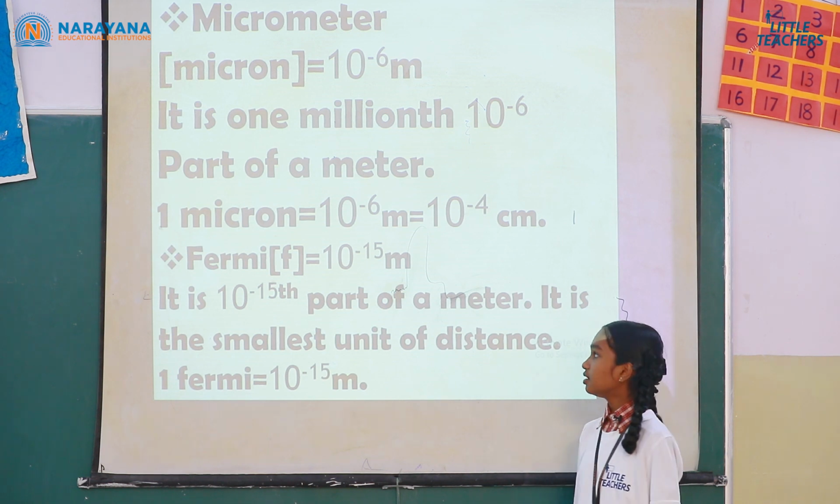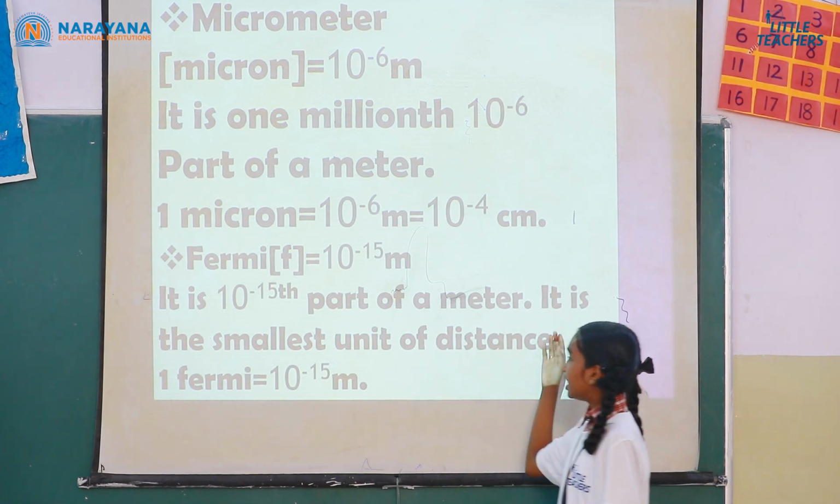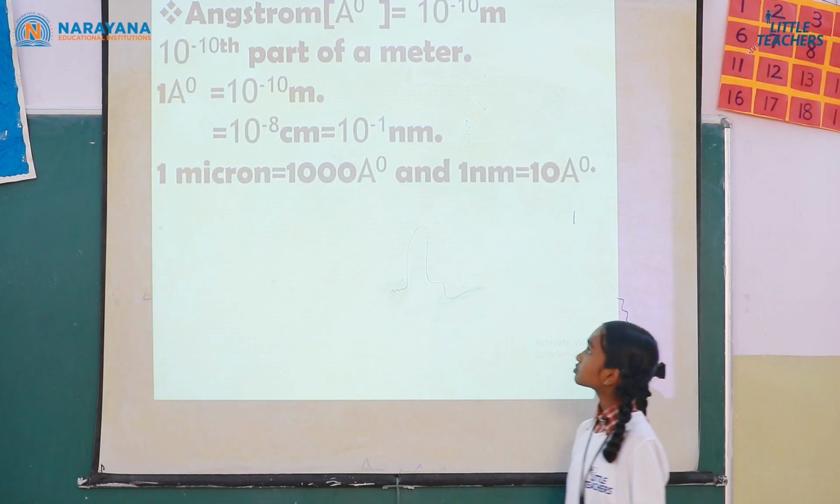Fermi. Fermi is 10 to the power of minus 15th part of a meter. It is the smallest unit of distance. 1 Fermi is equal to 10 to the power of minus 15 meter.